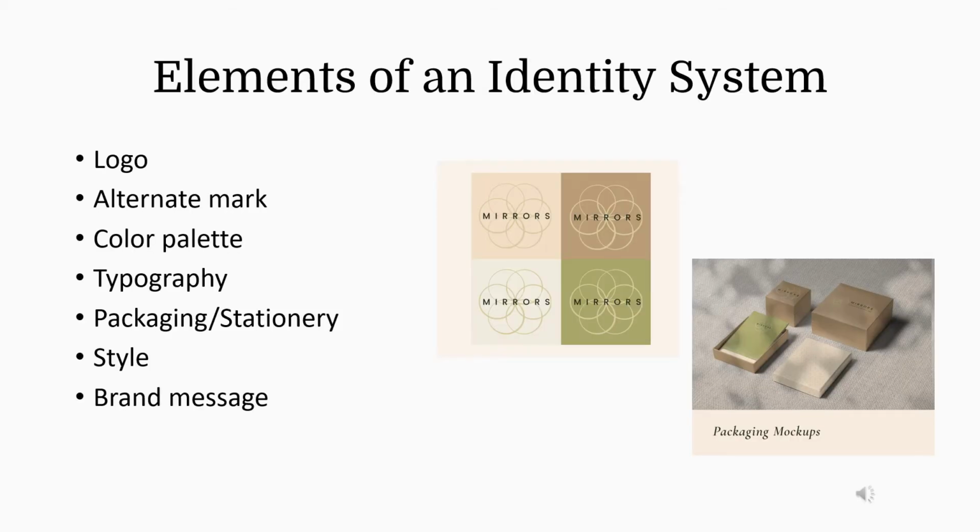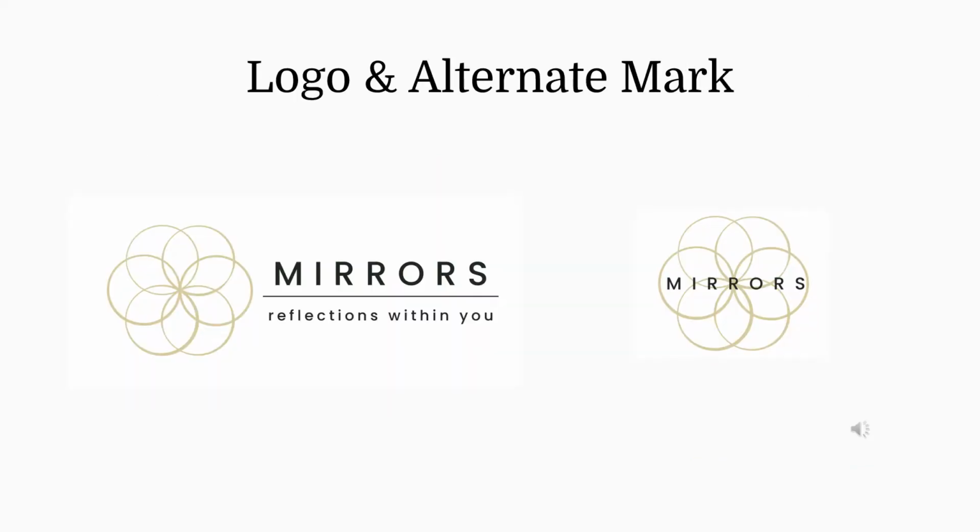What are the elements of a brand identity system? The core component is the logo, then there's the alternate mark, color palette, typography, style, message, and stationery and packaging design. The logo is a simple and functional signpost that's used to help people find and identify a business, and it's the foundation of brand identity.